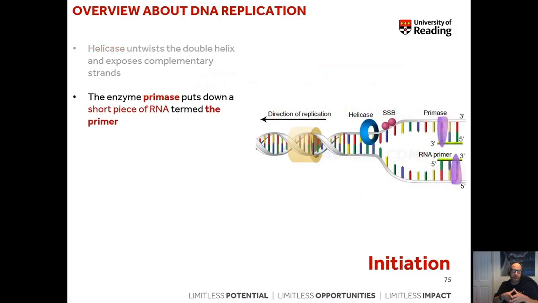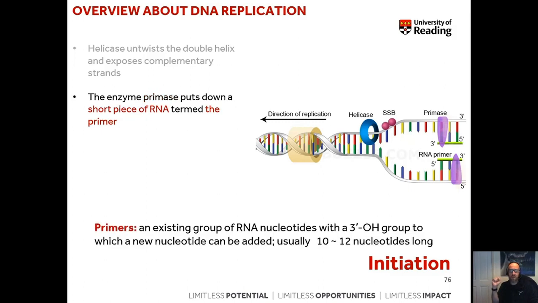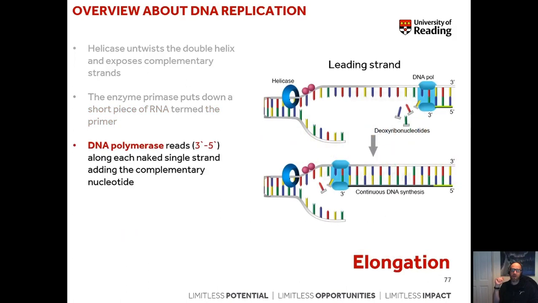Afterwards, another enzyme called primase puts down a short piece of RNA termed the primer. And this is actually quite important, because those primers generate free 3' ends, allowing the DNA polymerase to work. Primers are existing groups of RNA nucleotides with a 3' hydroxyl group to which a new nucleotide can be added. And they are usually 10 up to 12 nucleotides long.